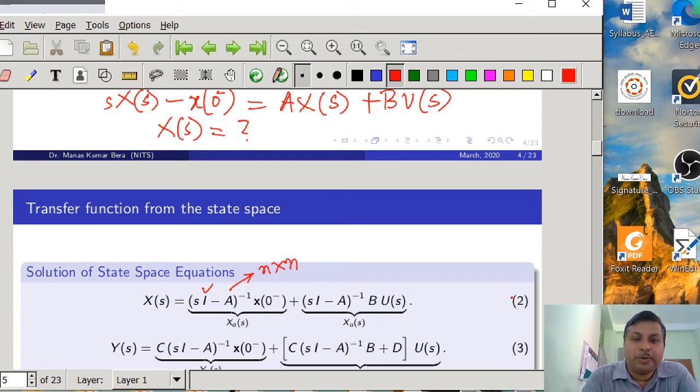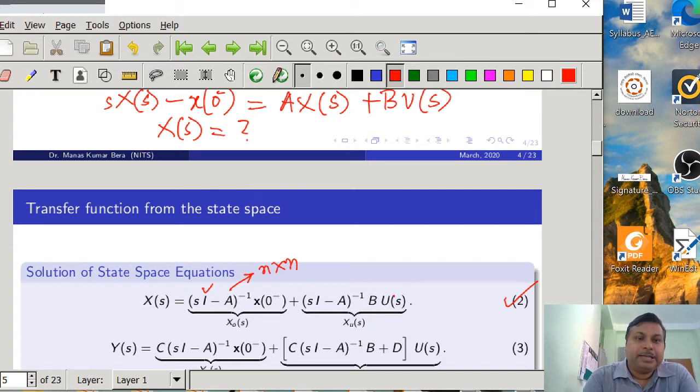So equation number 2 is showing the state equation in an algebraic form, because when we take the Laplace transform of a differential equation, it becomes an algebraic equation. Now in equation number 2, we can clearly see two parts of the state equation in the frequency domain: one associated with the initial condition, X0(s), and another associated with the input term, Xu(s).